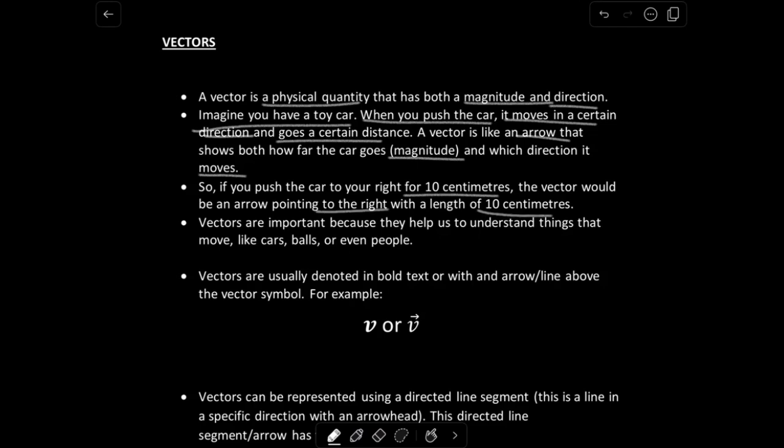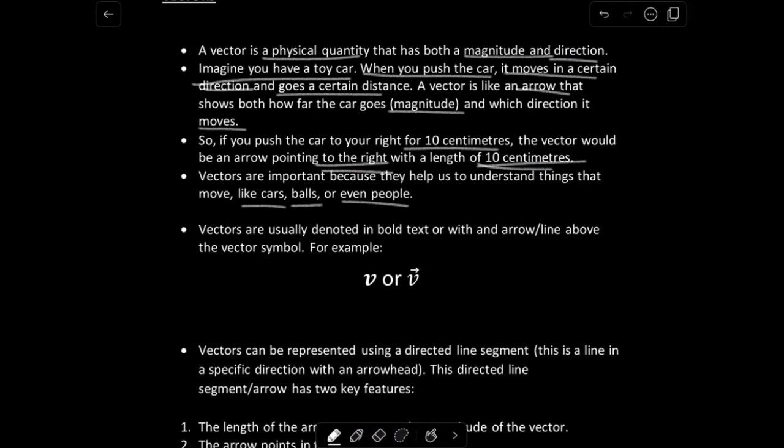That arrow is giving us two pieces of important information. Firstly, it's giving us the magnitude of the distance that the car moved, and that is 10 centimeters. And it's also giving us the direction in which the car moved, and that would be to your right. So vectors are important because they help us to understand how things move. For example, cars, balls, even people. So objects in general. How are vectors denoted?